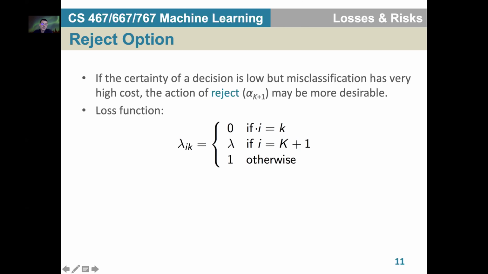Whether it's truly k or not, right? So it's truly I equal to k or not. In that case, you reject. We should have a penalty that is in between 0 and 1, because I'm not certain. So it's better than making a wrong guess.